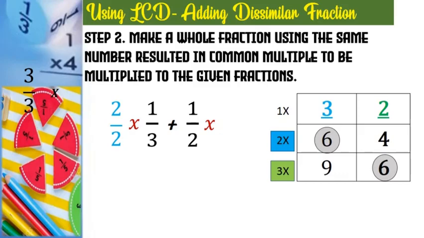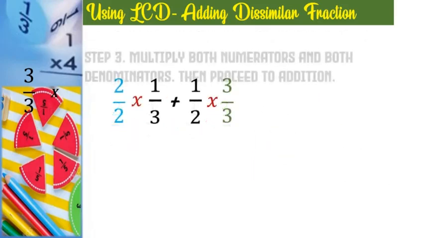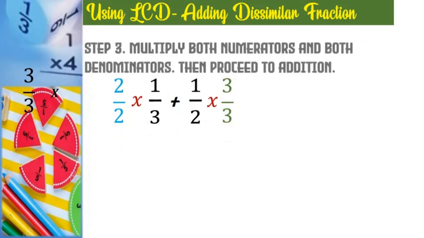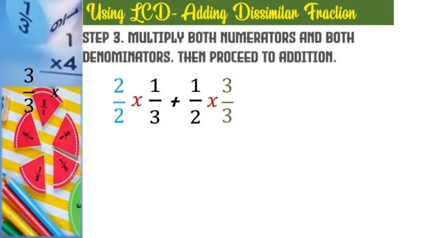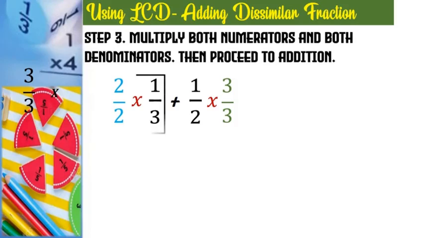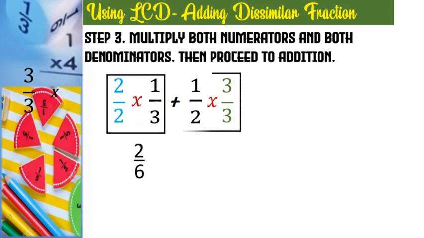3/3. Step 3, multiply both numerators and both denominators, then proceed to addition. 2/2 times 1/3 plus 1/2 times 3/3. 2 times 1 is equal to 2, 2 times 3 is equal to 6. 1 times 3 is equal to 3, and 2 times 3 is equal to 6. Then, copy the denominator 6, and 2 plus 3 is equal to 5.